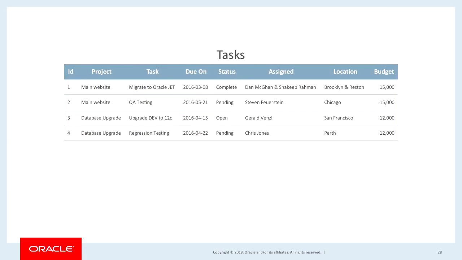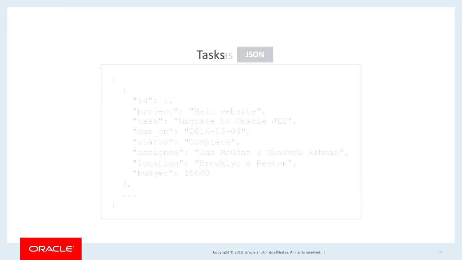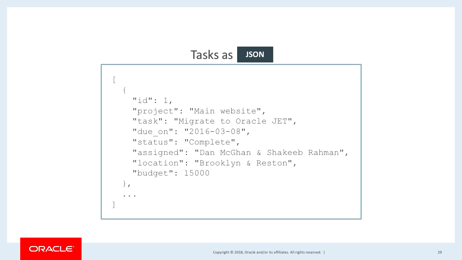So if we look back at that tasks data set, and we try to envision perhaps at least the first row as JSON, we'd end up with something like this. So note here that I'm starting with square brackets, so we are starting with an array.